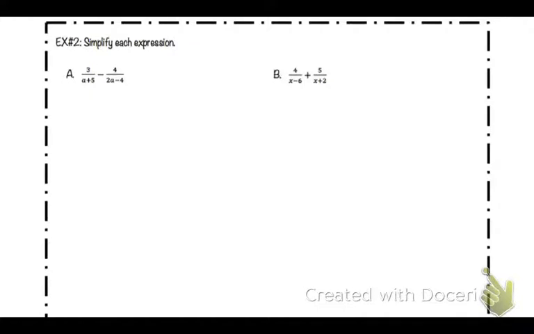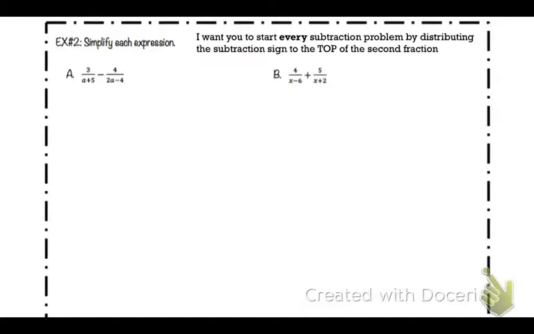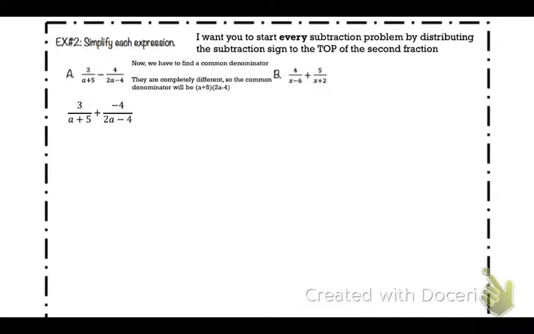Okay, now let's look at these ones. These ones are a little bit different, not that much though. So first, that's a subtraction sign. So I need to distribute it to the top of the second fraction. So that becomes 3 over a plus 5 plus -4 over 2a minus 4. Now, a plus 5 and 2a minus 4 are completely different. So my common denominator is a plus 5 and 2a minus 4. And I'm just going to leave those in their factored form. Do not multiply those out.